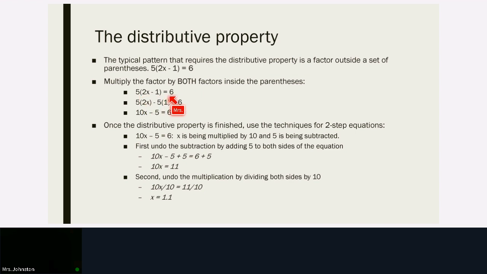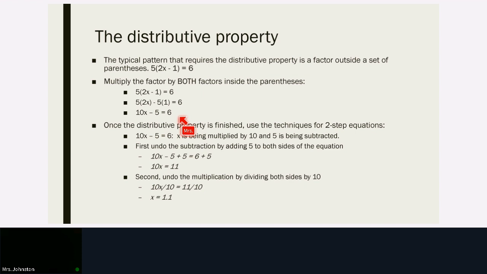So if you started out with this problem, 5 times the quantity 2x minus 1 equals 6, you would first multiply 5 by 2x, then put the subtraction sign, then go back and multiply the 5 times 1. 5 times 2x is 10x, negative 5 times 1 is negative 5, so your simplified expression or equation in this case is 10x minus 5 equals 6.